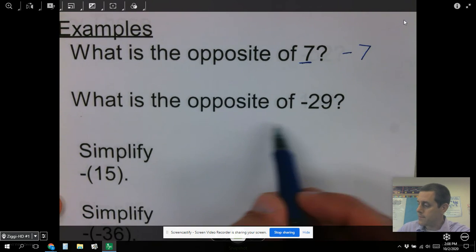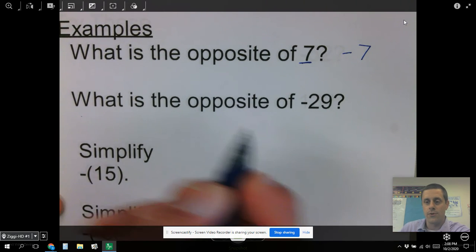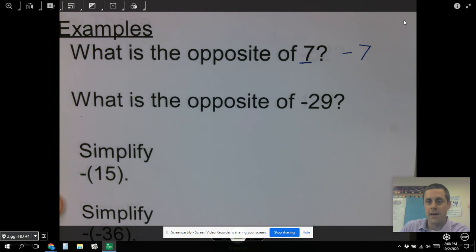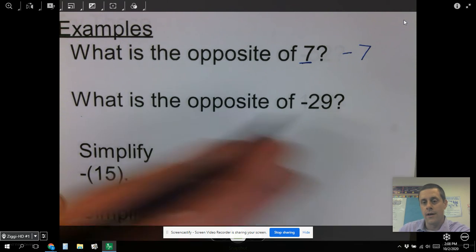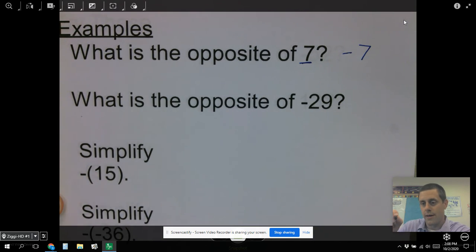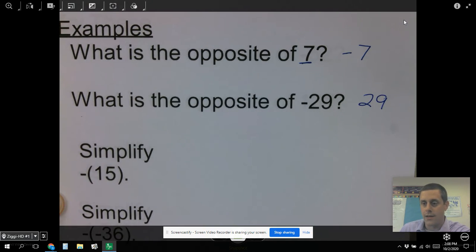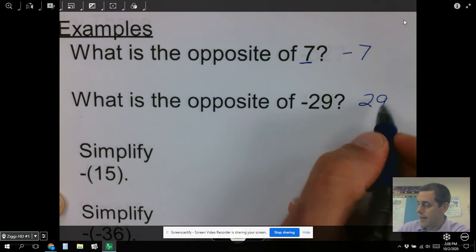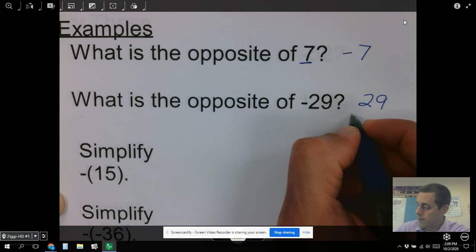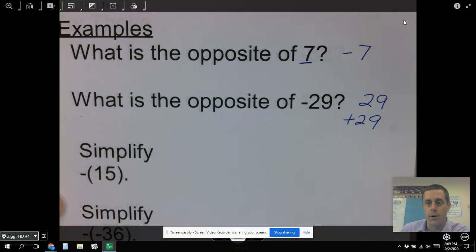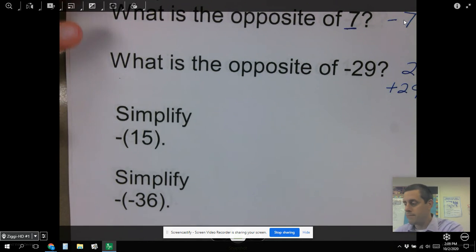Question 2, what is the opposite of -29? -29 is 29 units to the left of 0, meaning that the opposite of -29 would be 29 units to the right of 0. If you have a number line, you start at 0, you count 29 units to the right, you're going to end up at +29. Now, you can just write this as 29. A number with no sign in front of it is assumed to be positive, or you could also write +29. Both are correct.